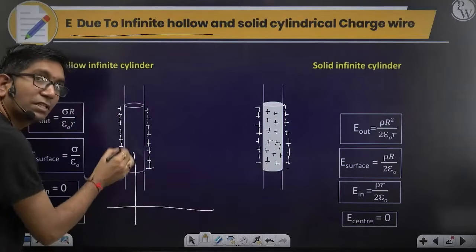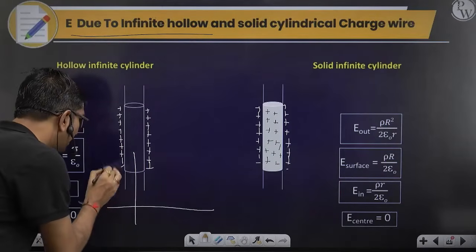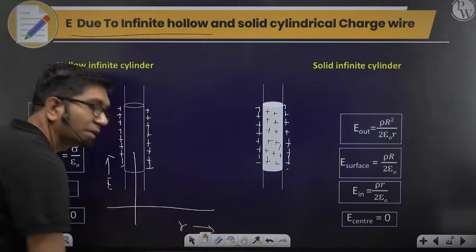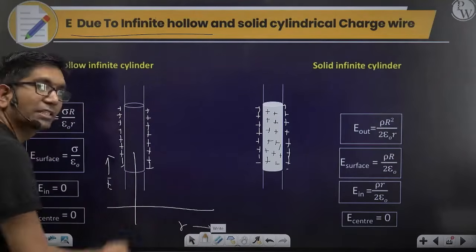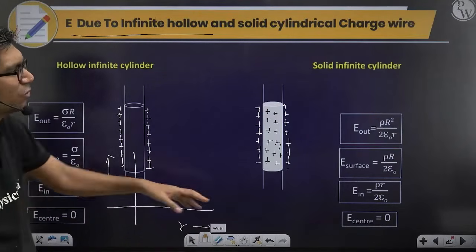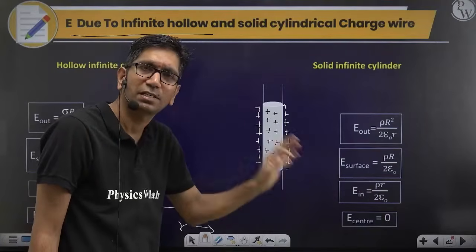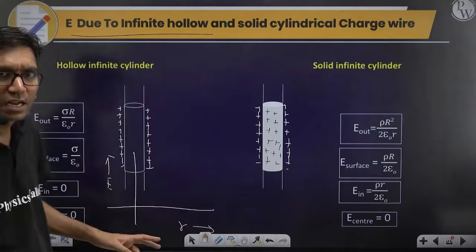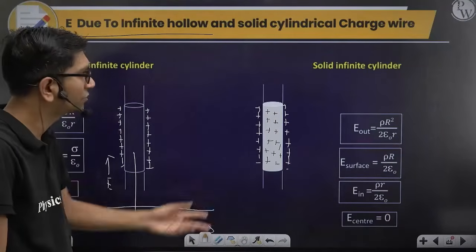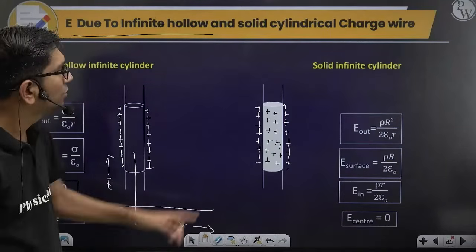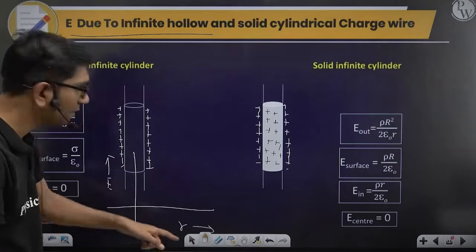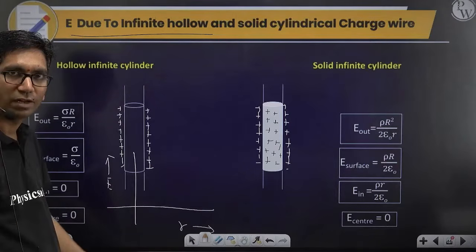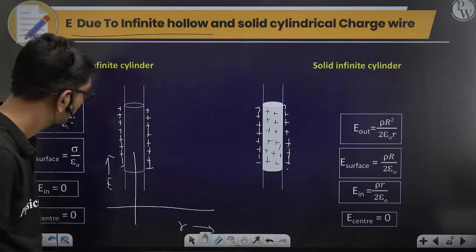So this is the center. Electric field intensity I am taking here, distance I am taking here. So what is electric field intensity? See here, these are the formulas. No need of learning. 99% he will ask you the graphs only. So just identify which graph belongs to which one. He will be giving you two graphs, and you have to identify which belongs to which.